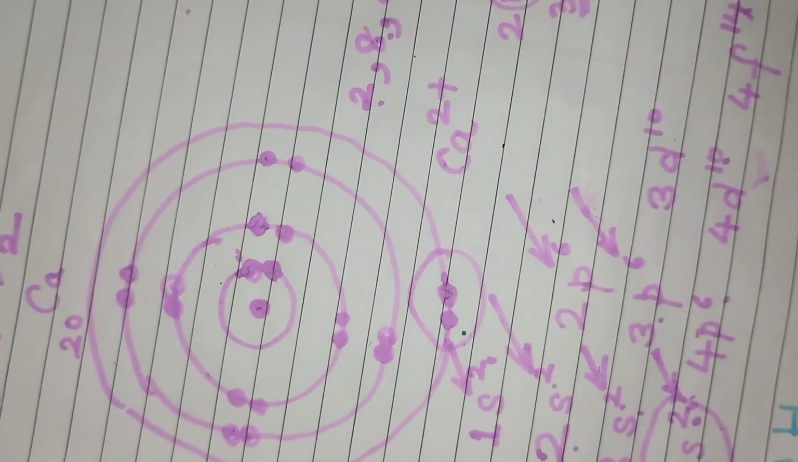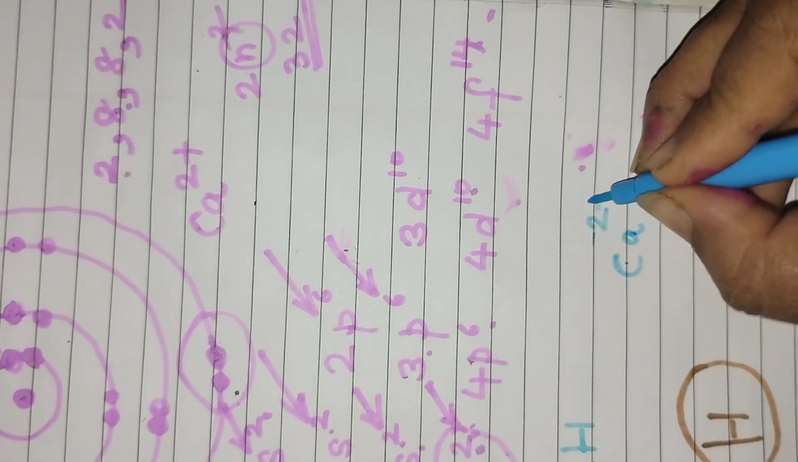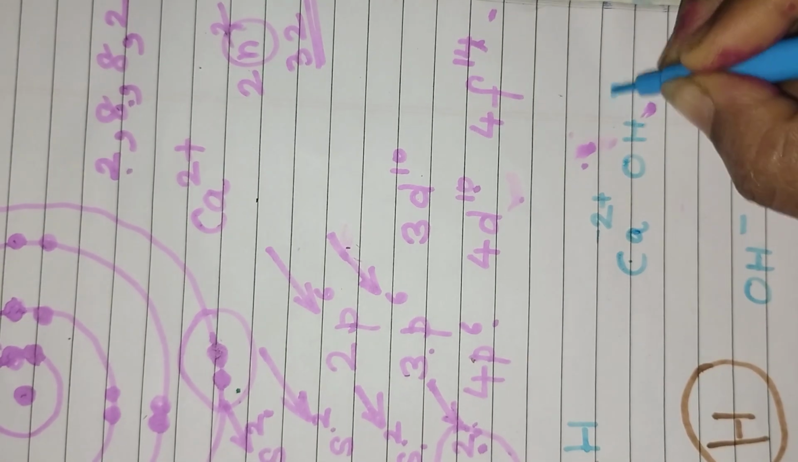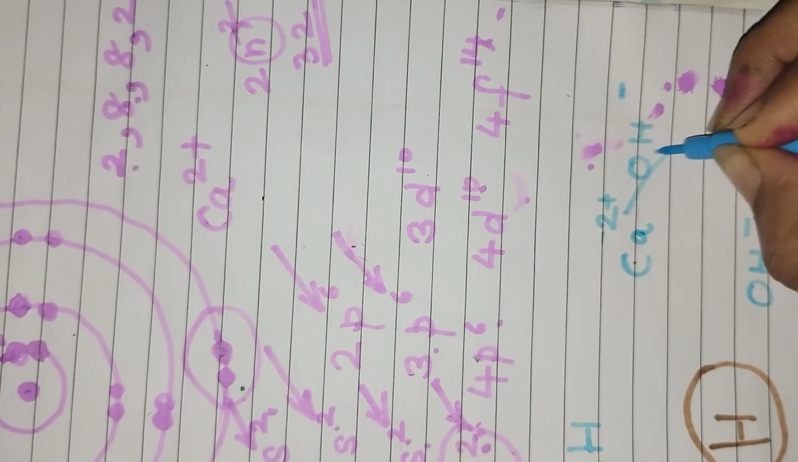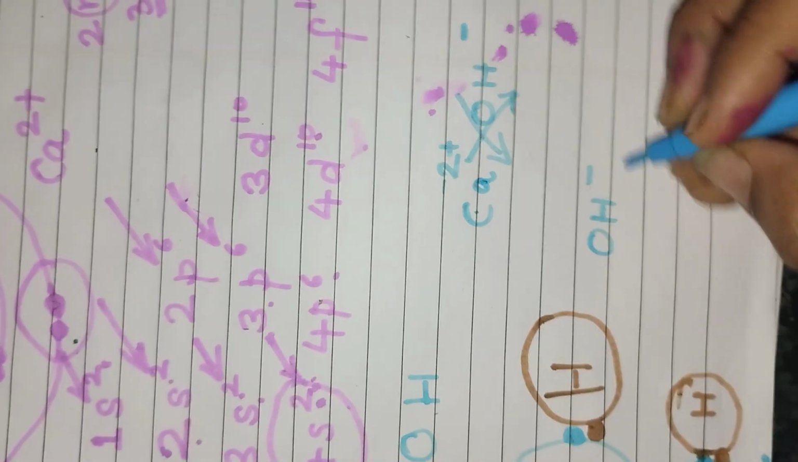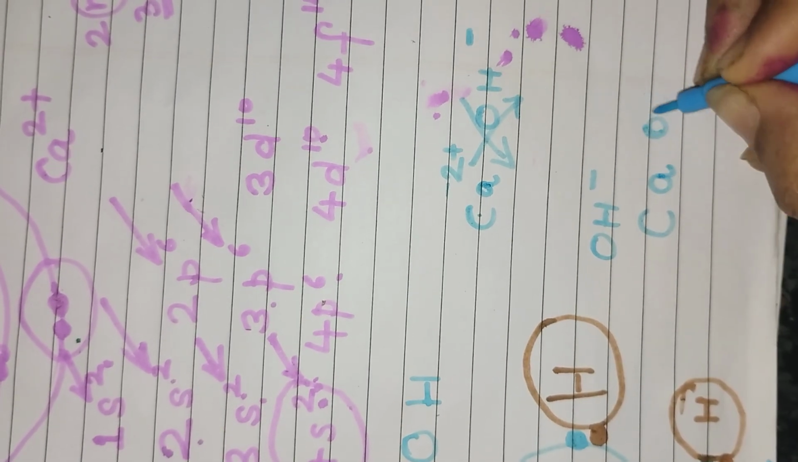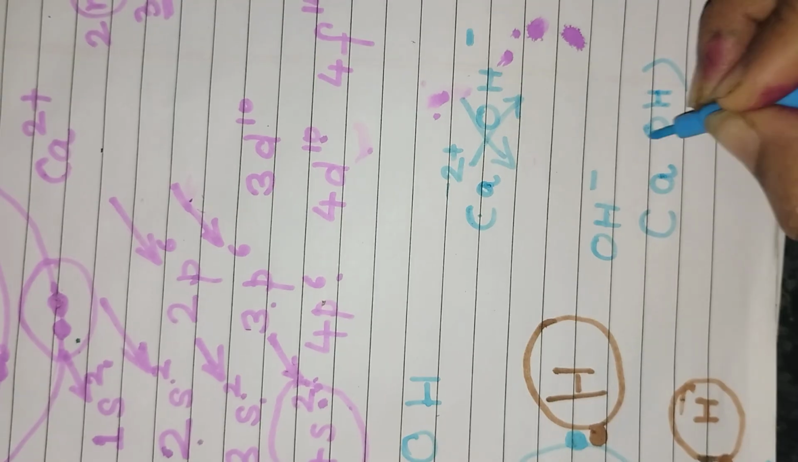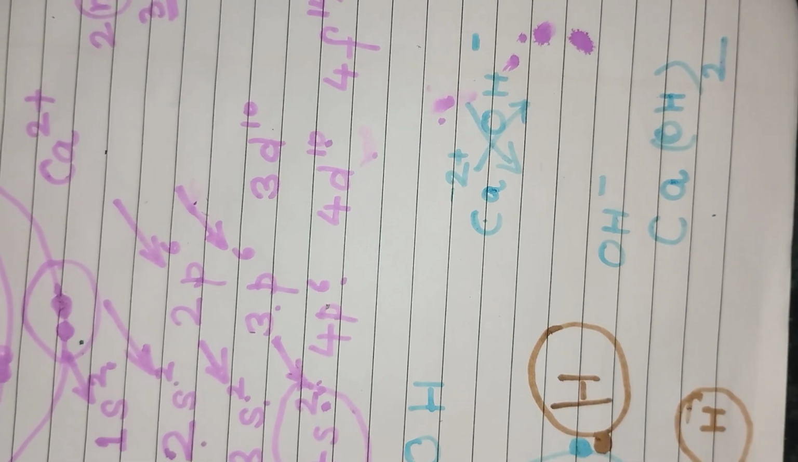So Ca2+ and OH minus, and you are going to interchange the valencies by the crisscross method, by which you will end up with the calcium hydroxide formula being Ca(OH)2. So this is calcium hydroxide.